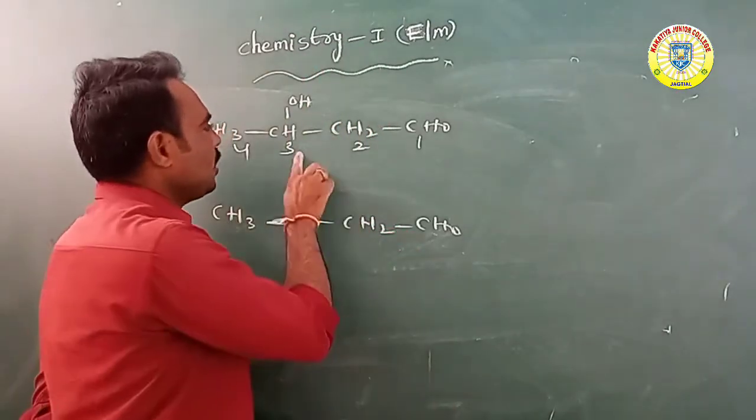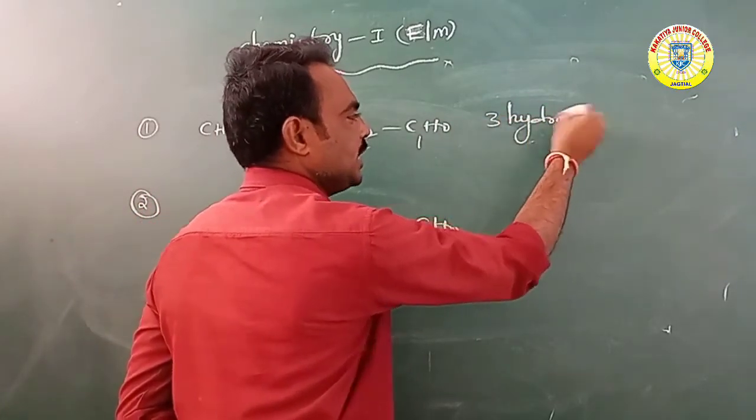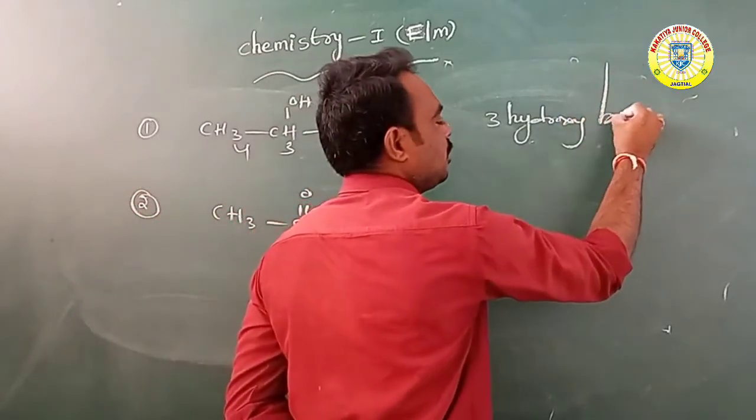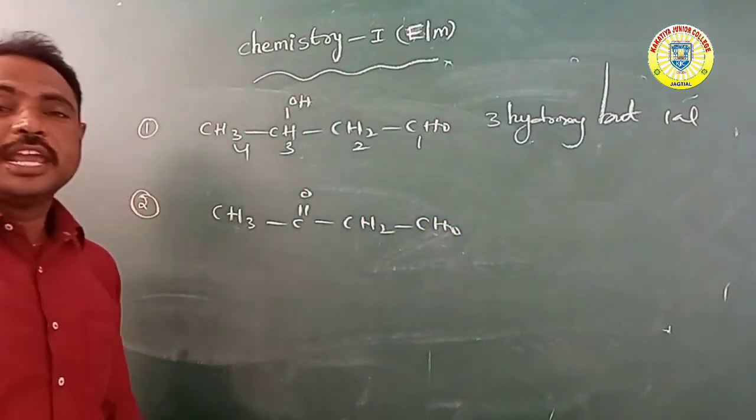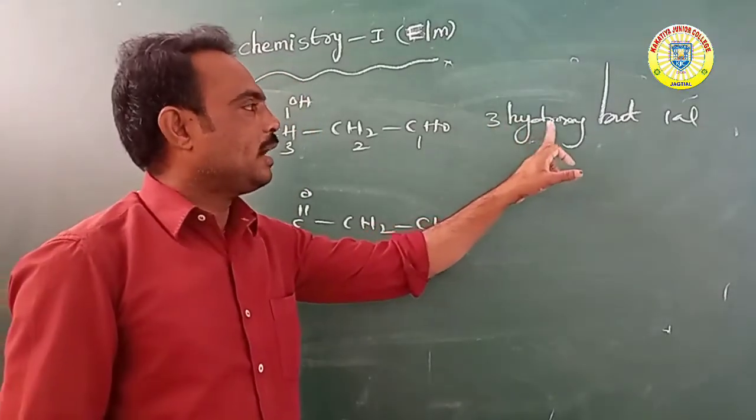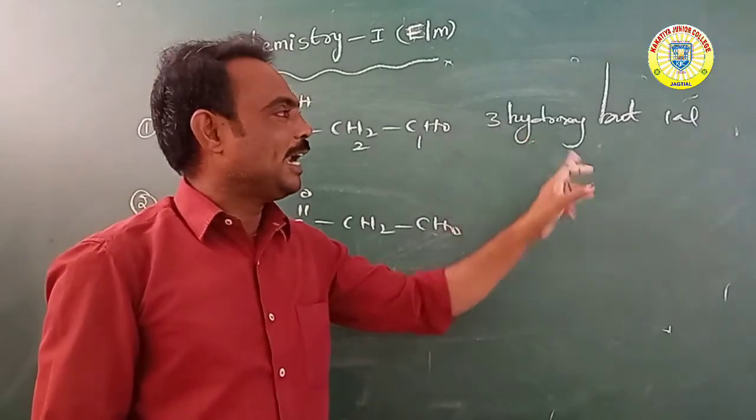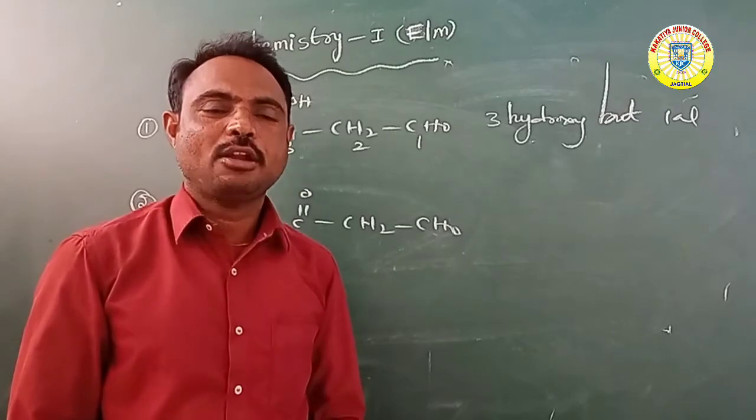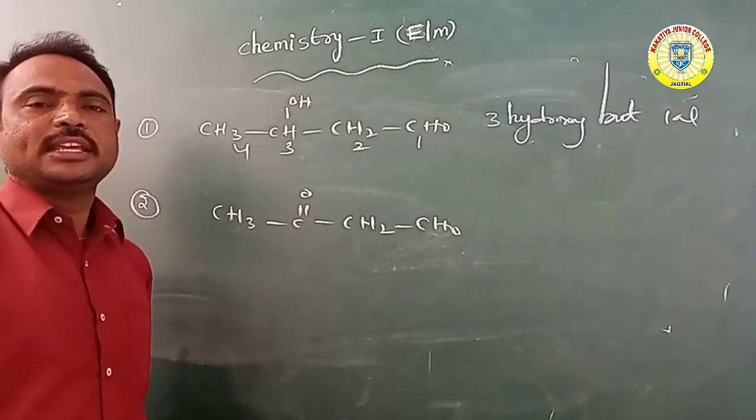So overall we write 3-hydroxy. And how many carbons? 4 carbons, which means butanal. The CHO aldehyde functional group means al, so 1-al. So overall 3-hydroxybutanal. Okay, 3-hydroxybutanal.